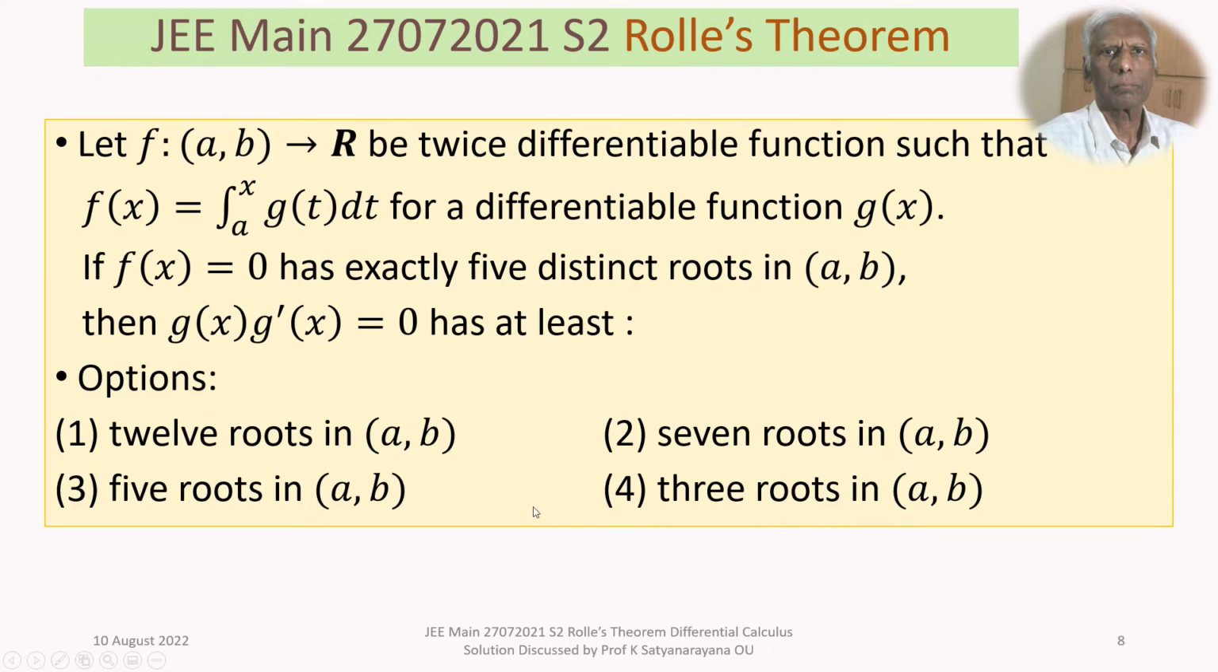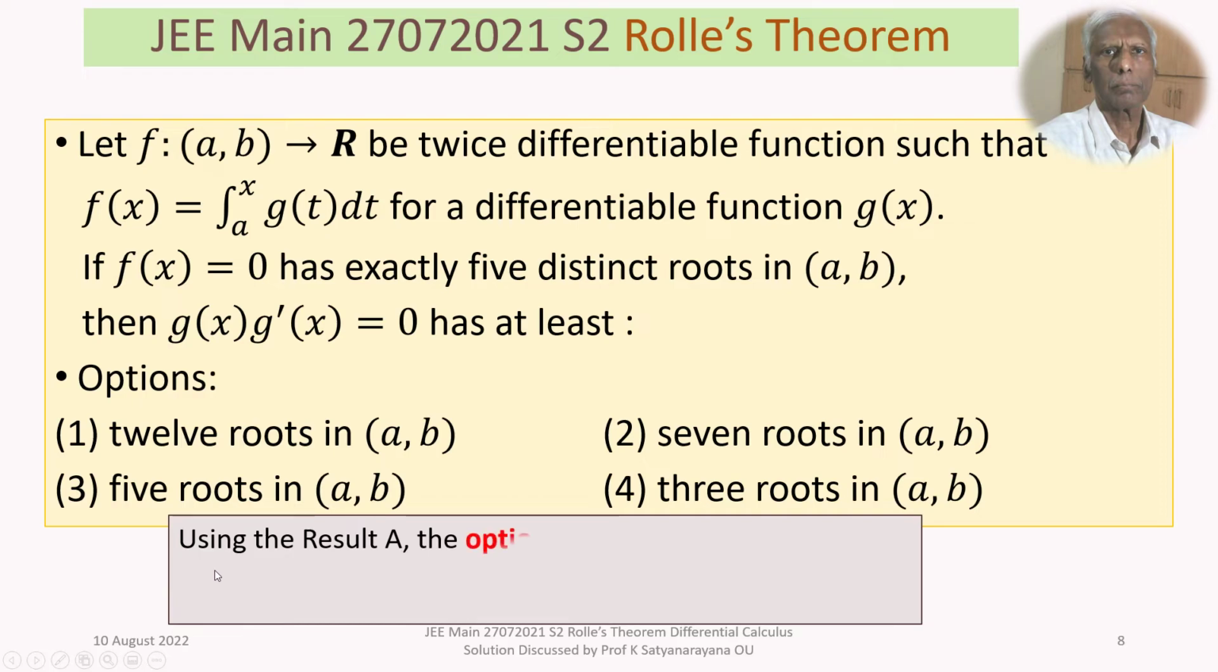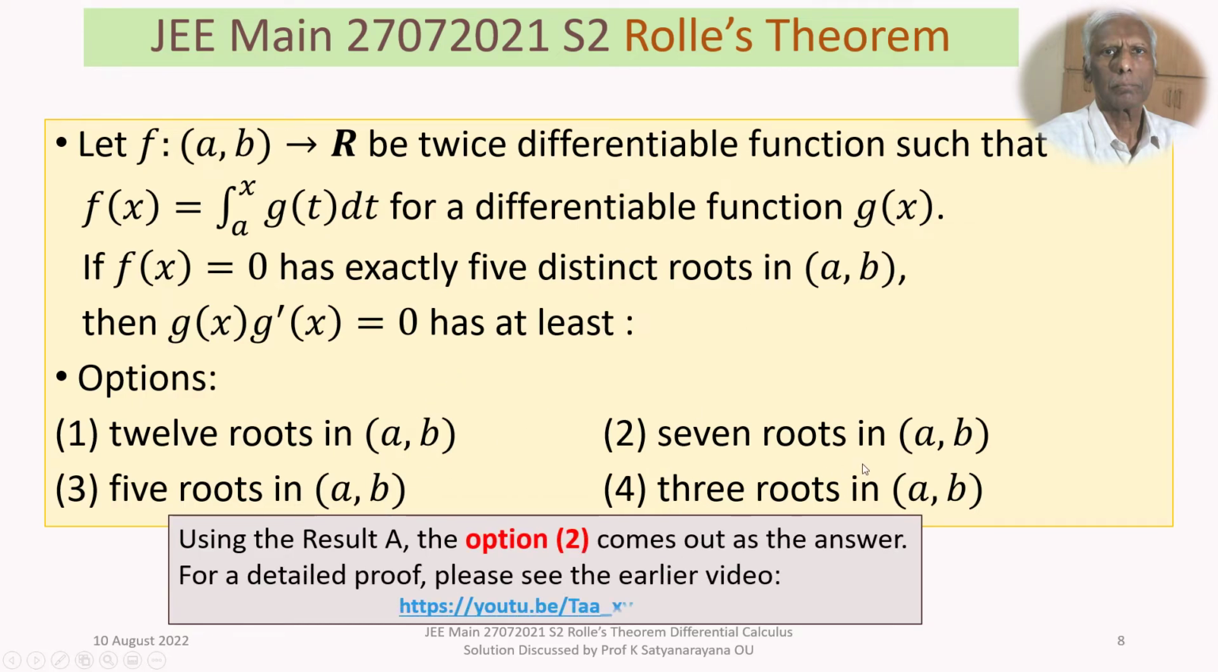These are the options given to us, and f of x is equal to 0 is given to have exactly 5 distinct roots. So here we will be applying our result A. We will use that result A here, and option 2 comes out, that is, at least 7 roots will be there for g of x times g prime x. That will be the answer for this question.